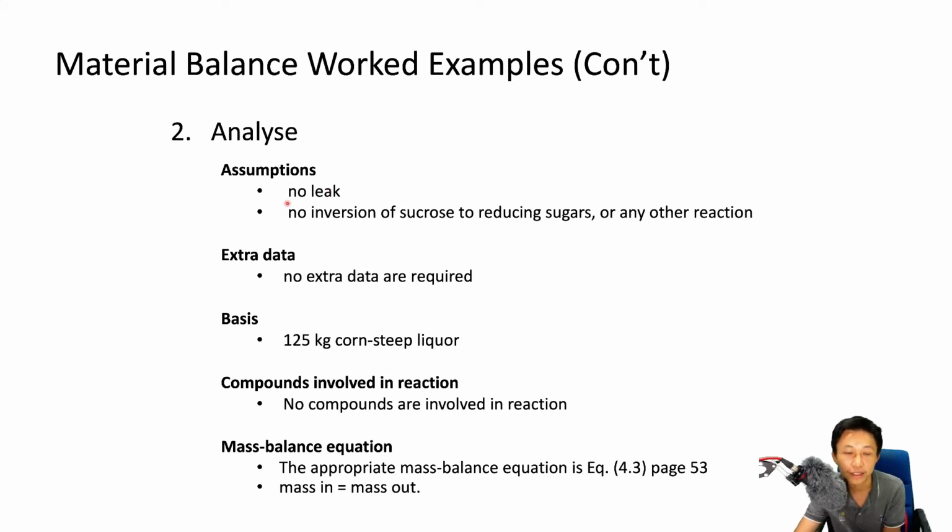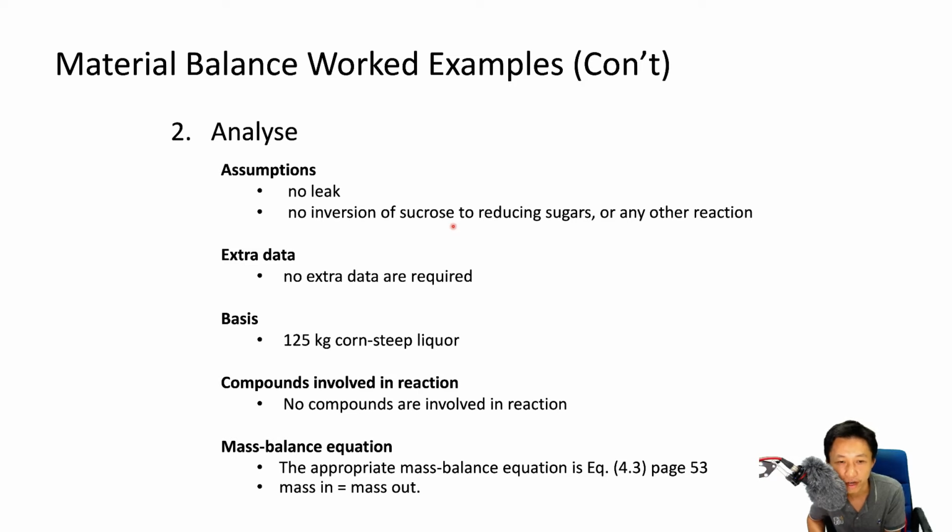So your system has no leak, so no inversion of sucrose to reducing sugar or other reaction. This is more important because you need to state all your assumptions first. Sometimes your reaction occurs in a different way than you assume, so you need to be more careful on this. So we don't think we need more extra data to calculate.